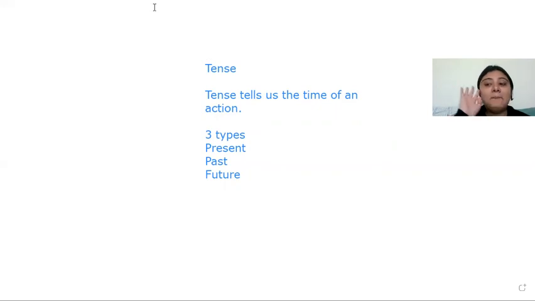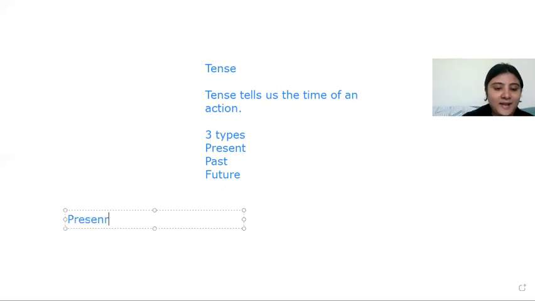Now, these are the basic three types of tenses. Under this, we also have four categories. So there are a total of 12 types in detail, which we will learn in future. To start with, there are three basic types of tenses, which are present, past, and future. So now, let's start from present tense. What is a present tense?